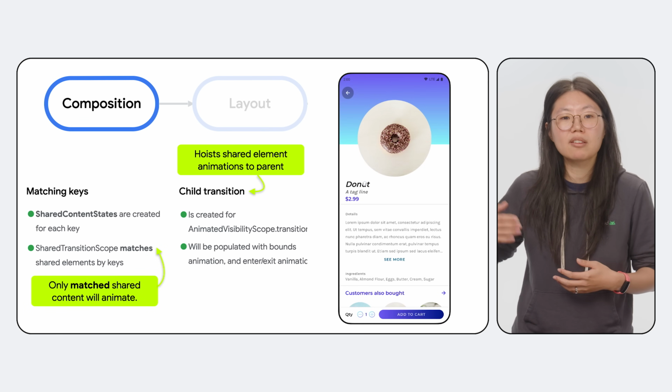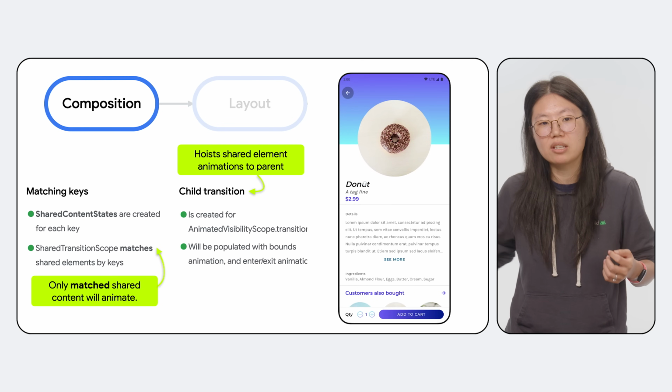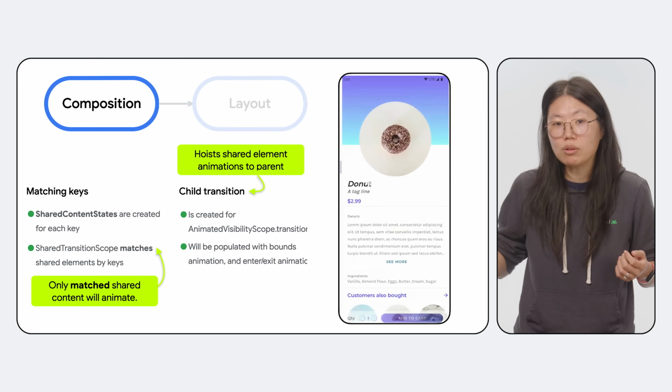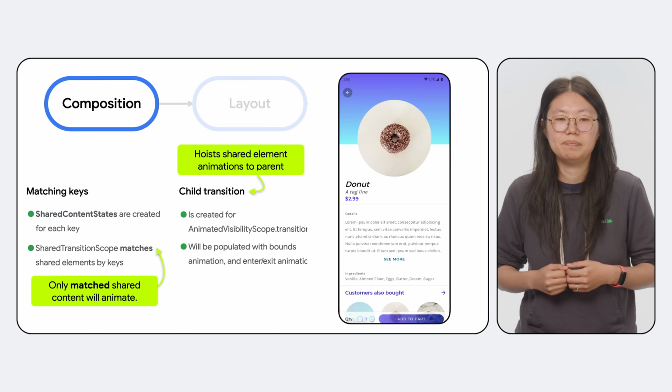If we look at this predictive back example, you'll see that the shared elements are being seeked as a part of the navigation transition. And that is only possible because shared element animations are in a child transition of navigation.